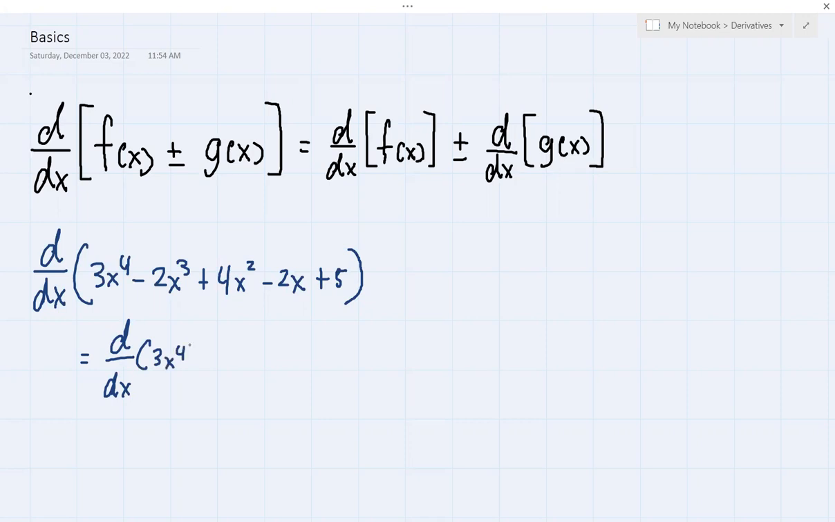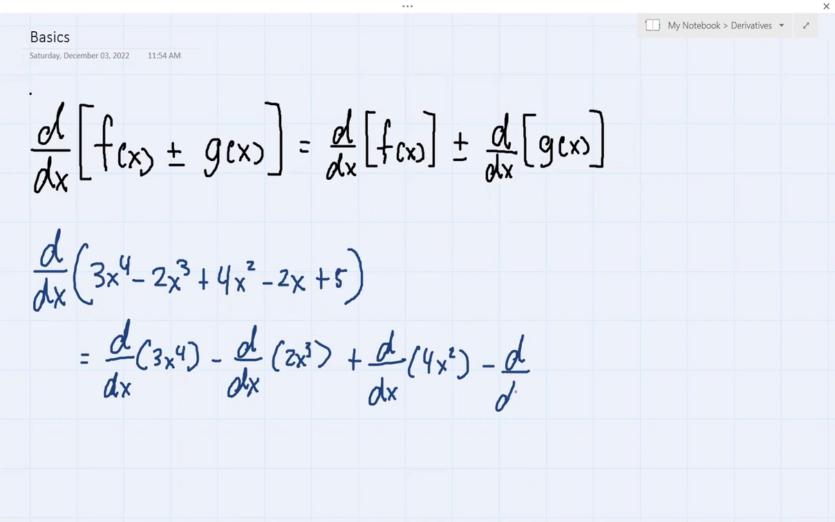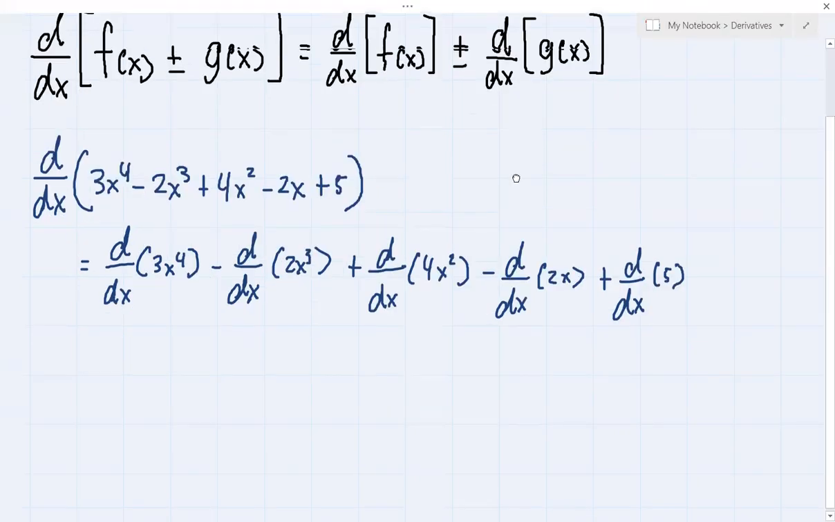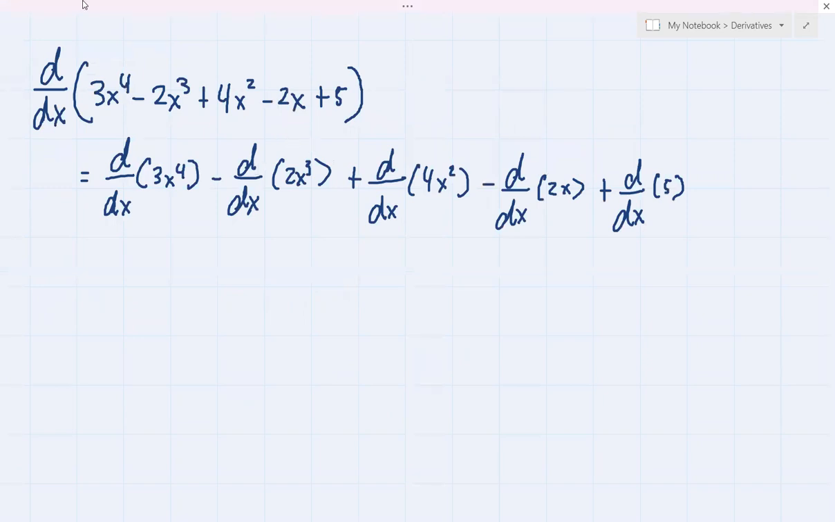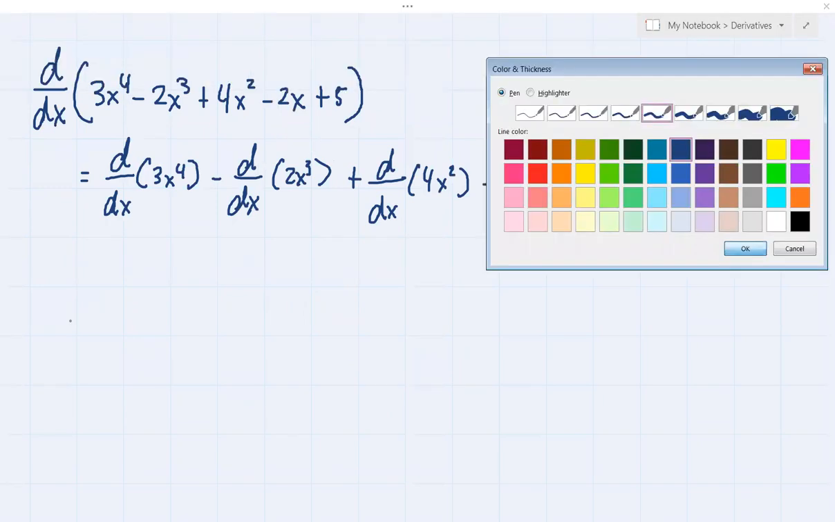So we have the derivative of 3x raised to 4 minus the derivative of 2x cubed, okay, plus the derivative of 4x squared minus the derivative of 2x. And lastly, the derivative of 5. O, diba? So, paano to? So, again, it's still easy. Apply the rules of differentiation kada term.